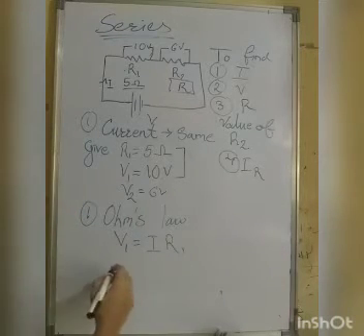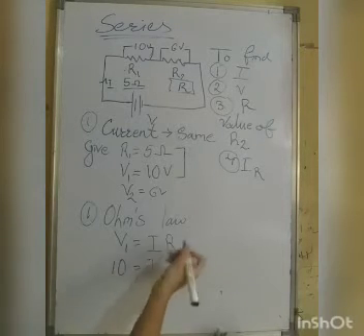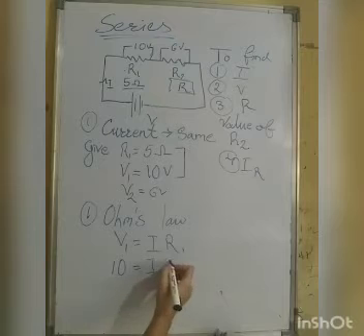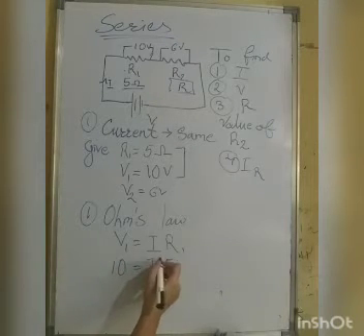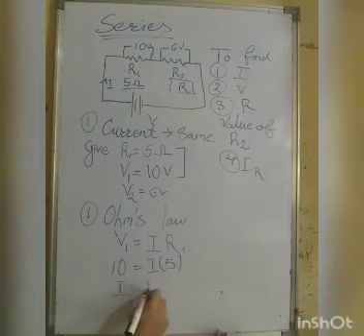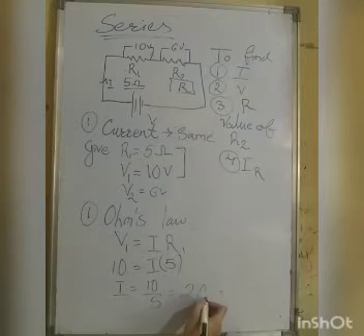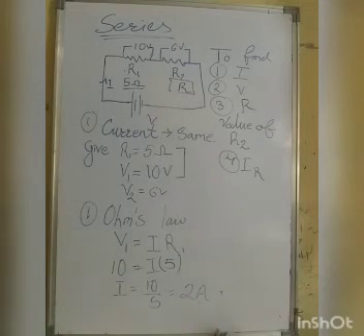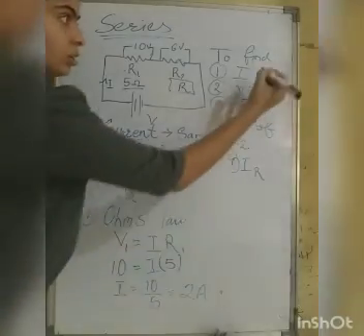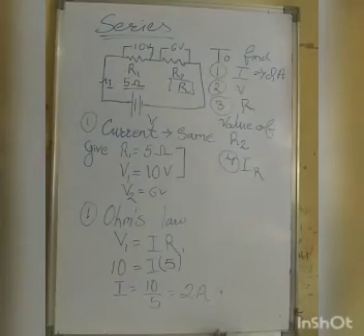What is the voltage? Voltage is 10. What is the current? You don't know. You are finding out that only. What is the resistance? That is 5. So just take it over here. What is the current you are going to get? 10 divided by 5. So you got the value of your current. What is the value of your current? 2 amperes.